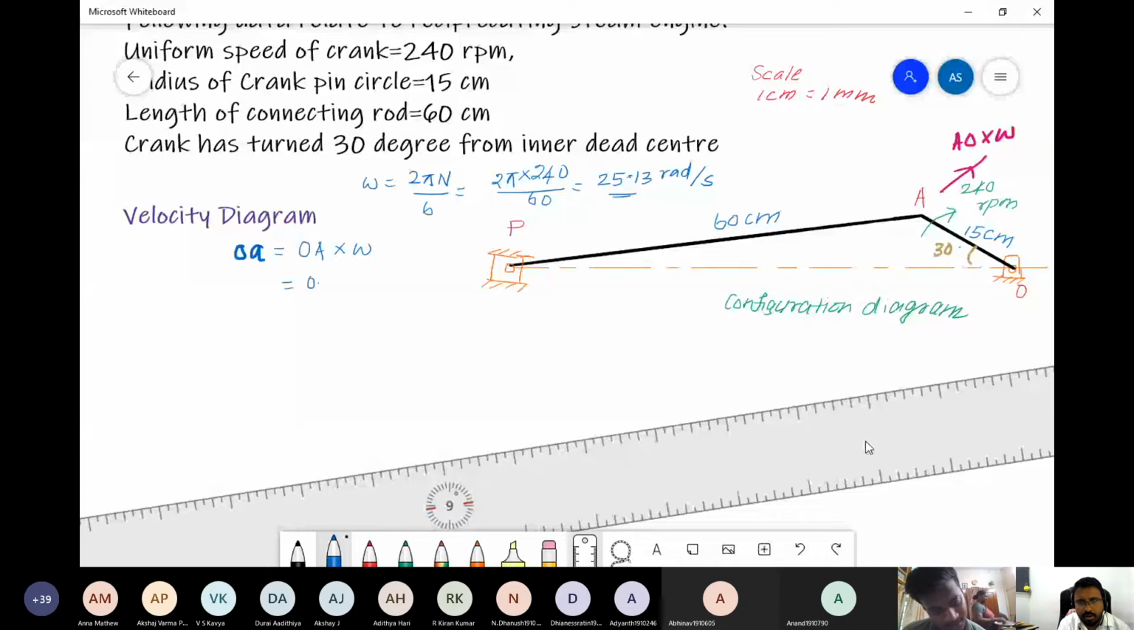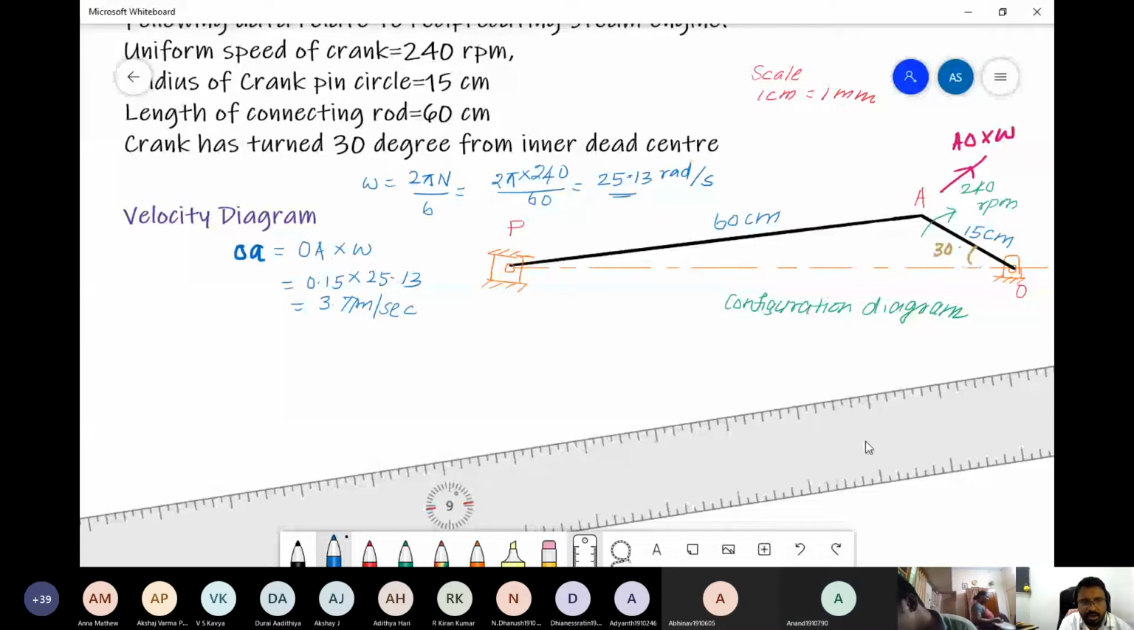0.15 meters, no? 0.15 into 25.13. Am I right? What is the answer you are getting? 3.768. Very good. Yeah, that is so accurate. So let me take the other point also, as he said. So it is 3.77. Am I right, Anand? Yes, sir. So we got the OA value.